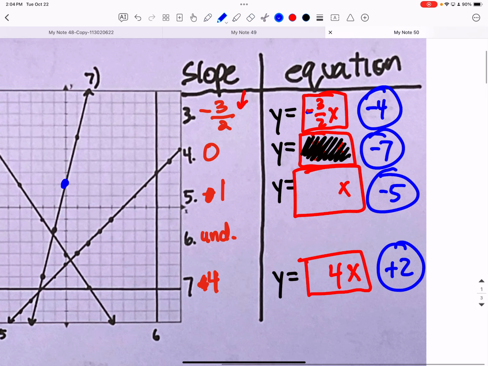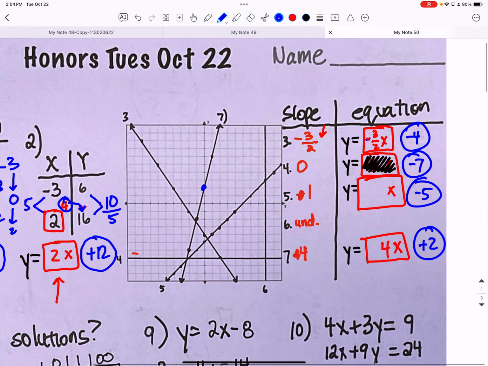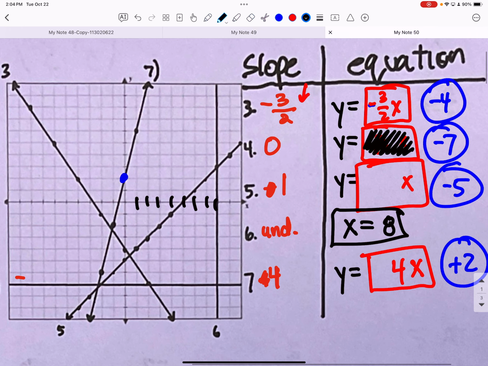So there we are. Y equals negative 3 halves x minus 4. Y equals negative 7. Y equals x minus 5. Y equals 4x plus 2. And then the weird one, the one that's stuck in time, x equals, it starts with the other one. He's stuck in time on the timeline at 1, 2, 3, 4, 5, 6, 7, 8. X equals 8. So those are all the points where the x is 8: 8, 1; 8, 2; 8, 3; 8, 4; 8, 5; 8, 6; 8, 7; 8, 8; 9, 8, 10.